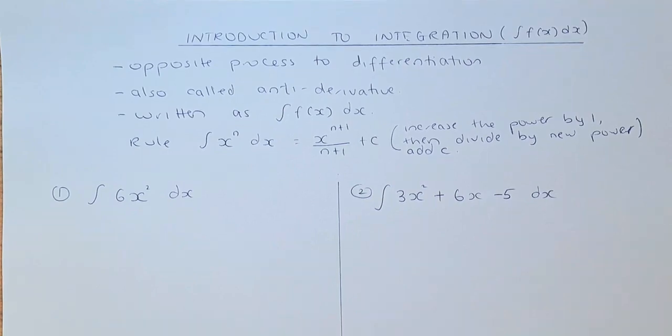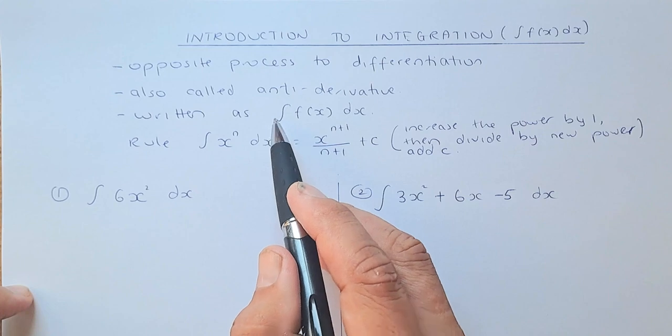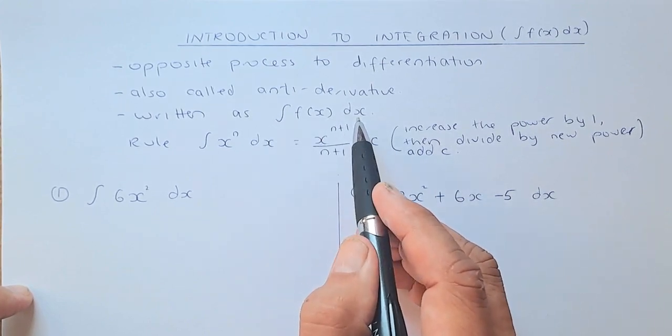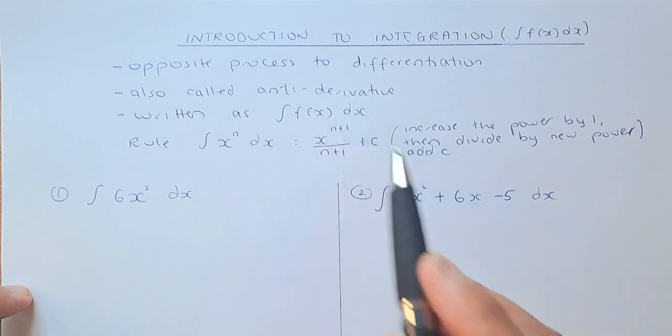In this video on calculus, we will introduce what is integration. Integration is the opposite process to differentiation. It is sometimes also called the antiderivative, and it is written in this function. This symbol here is the integration. f(x) is the function, and you must put the dx because you are integrating with respect to x.